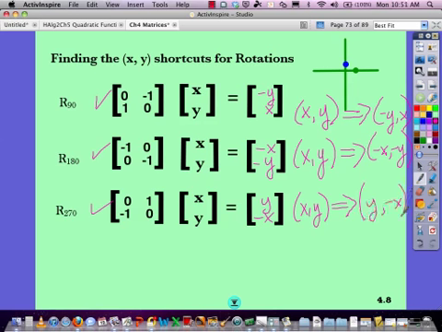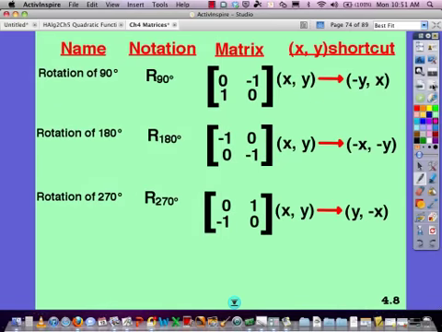So notice, x and y are switching positions on 2 of them, rotation of 90 and rotation of 270, where x and y are staying the same but turning to their opposites on 180. So let's put it all together and check your sheet, because now you have about 9 of them, do you not?